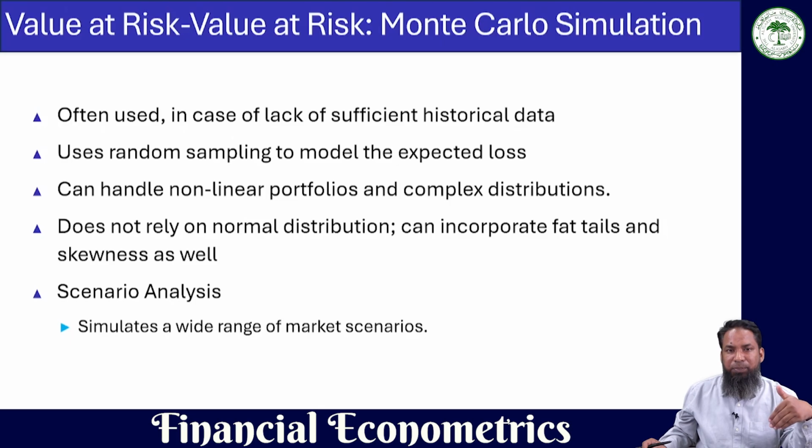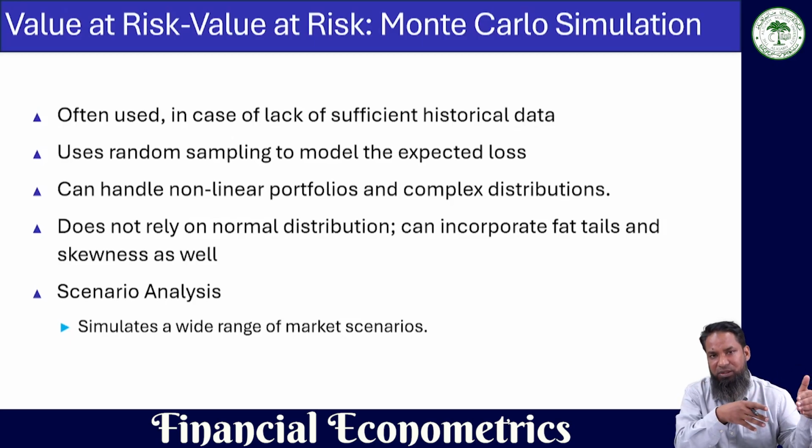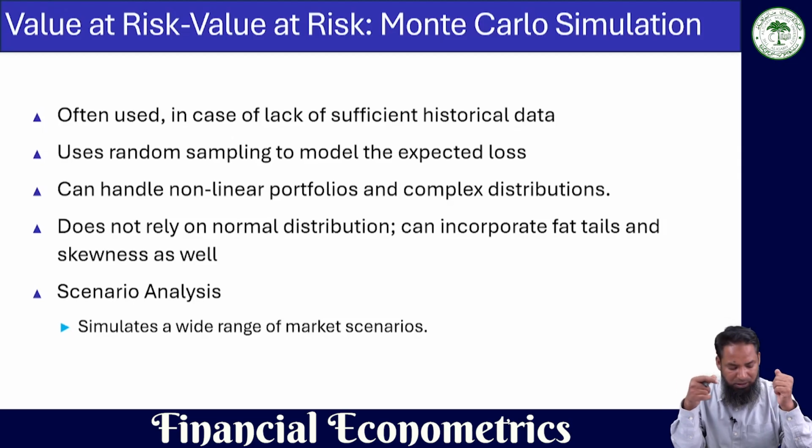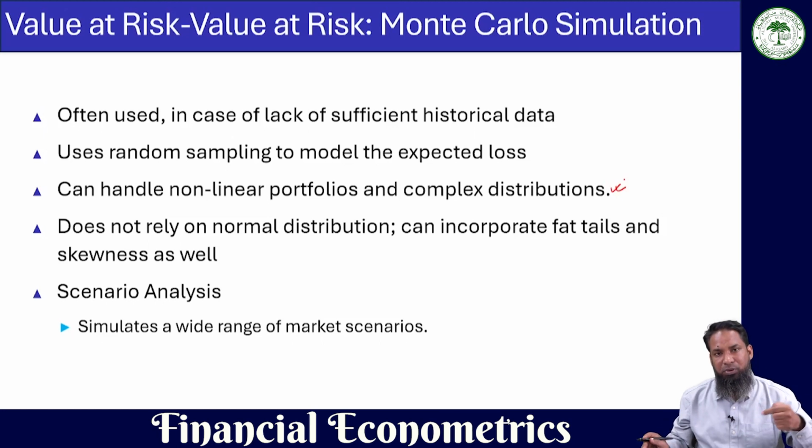So in this approach, basically we use a random sampling approach to calculate the expected loss. In the previous two methods, we use the previous information to estimate the loss. But this method, apart from that, also has certain other advantages. First, it can handle non-linear relationships. In both the previous methods, we have assumed that the relationship among the assets is linear. However, here it is not necessary to be linear.